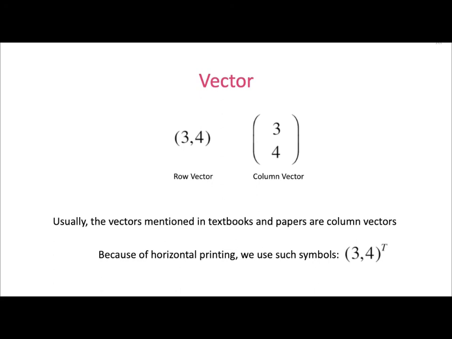But in this section, you will only need to remember this rule. And when we read textbooks, because our books must be printed line by line, in order to express column vectors, sometimes we use such a symbol. We first write the vector into a line, a row, and then write a T in the upper right corner. That is a transpose operation.